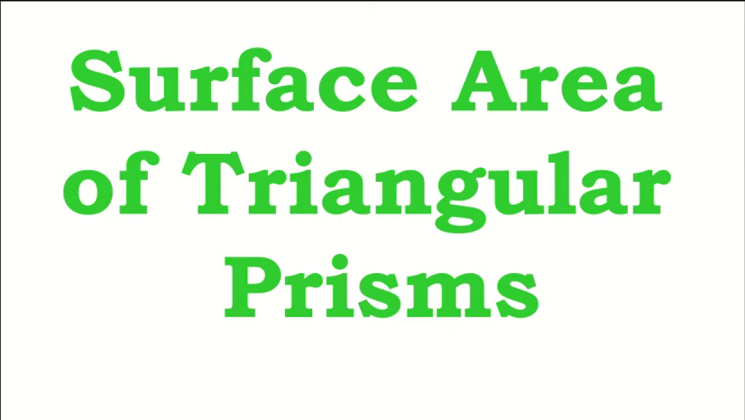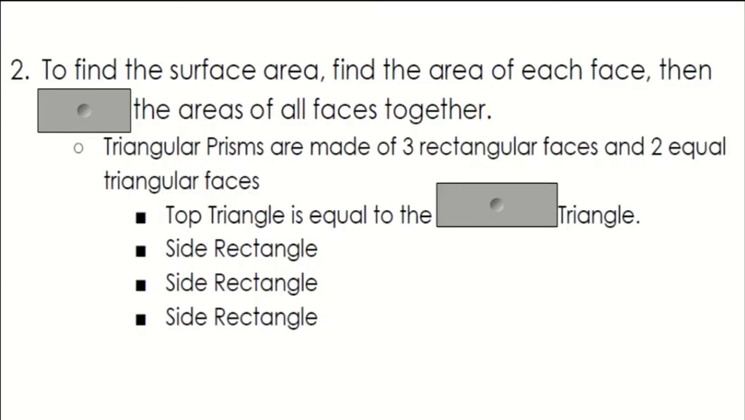Today we're going to keep going with surface area. It will be a surface area of triangular prisms. Not completely different from the rectangular prisms, just a little bit. So on page 181, this is actually identical to the notes for rectangular prisms for number 1.